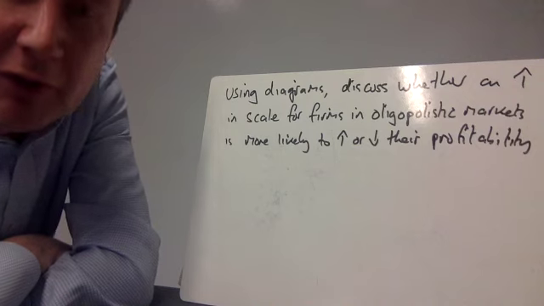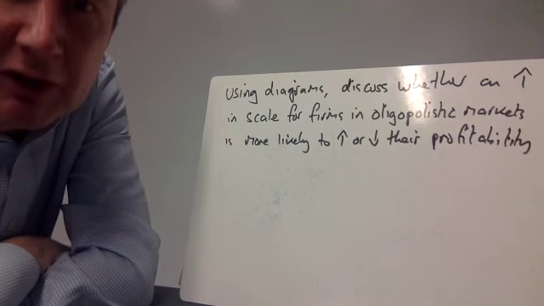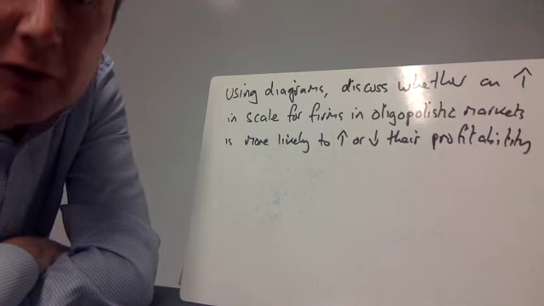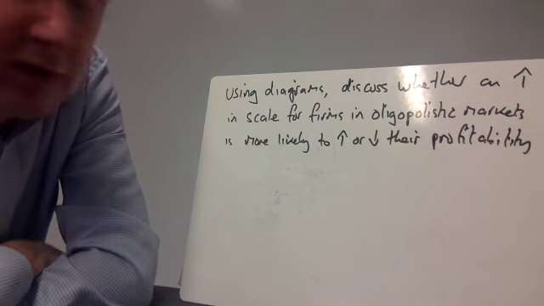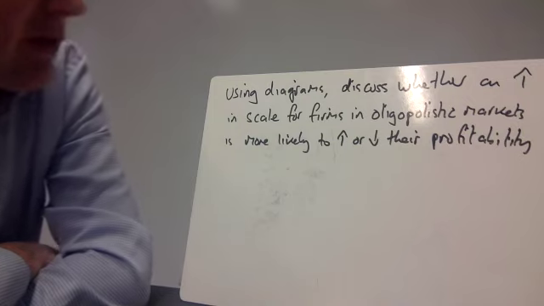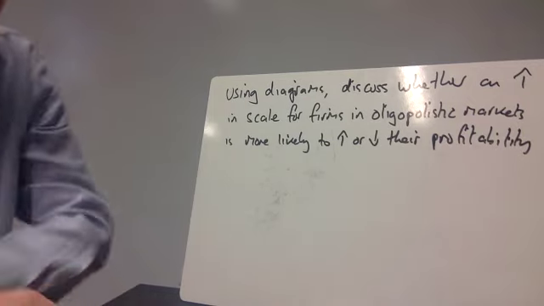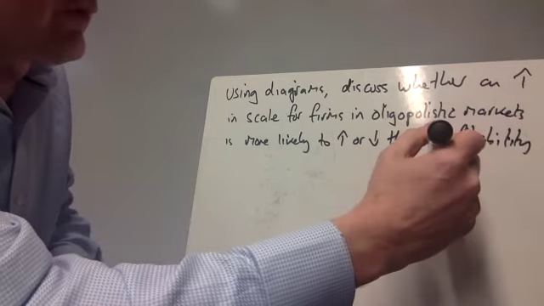This is 1b from the mock, using diagrams to discuss whether an increase in scale for firms in oligopolistic markets is more likely to increase or decrease their profitability. If you look at the mark scheme, I think the key phrase here is actually profitability.